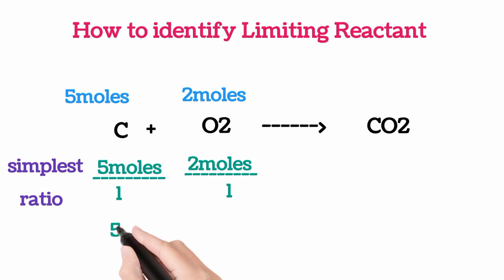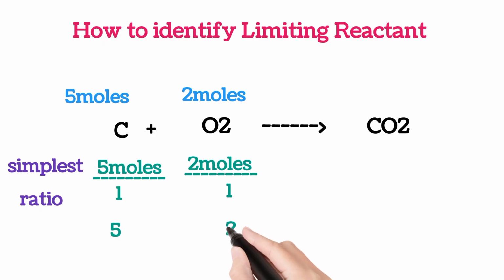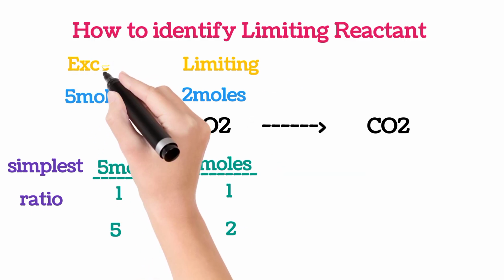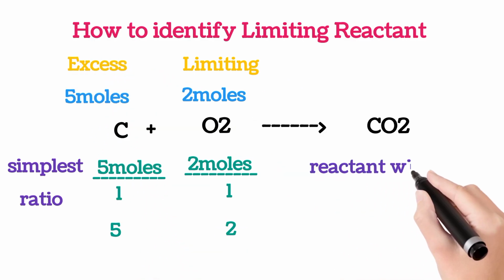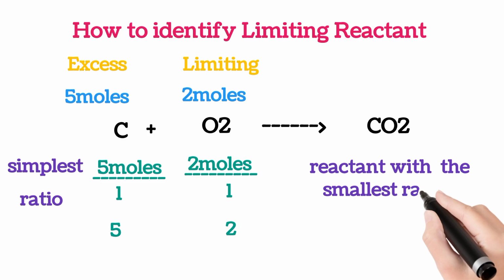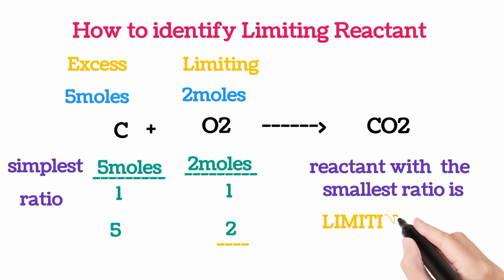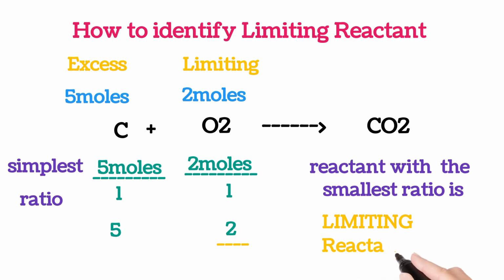And now we're going to have 5 and 2. 2 is smaller than 5, therefore 2 is the limiting reactant, while 5 is the excess. Therefore, the reactant with the smallest ratio is the limiting reactant, and that is oxygen, while the one with the higher ratio is the excess reactant, and that is carbon.